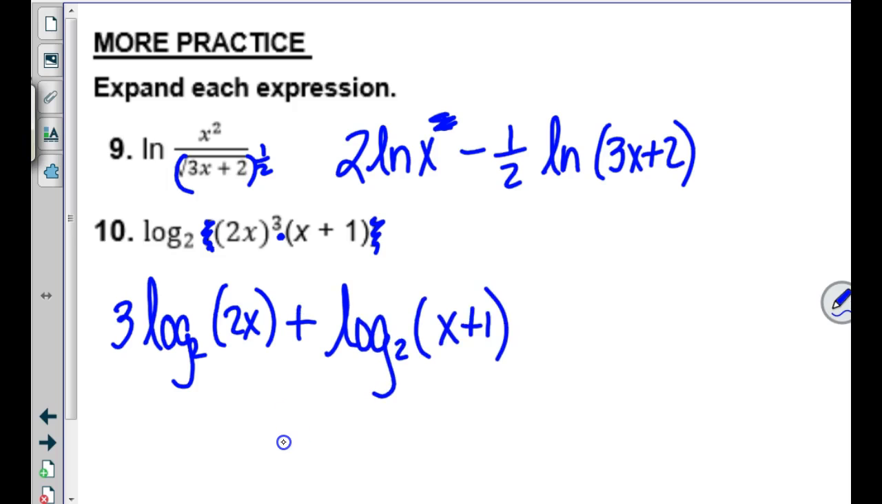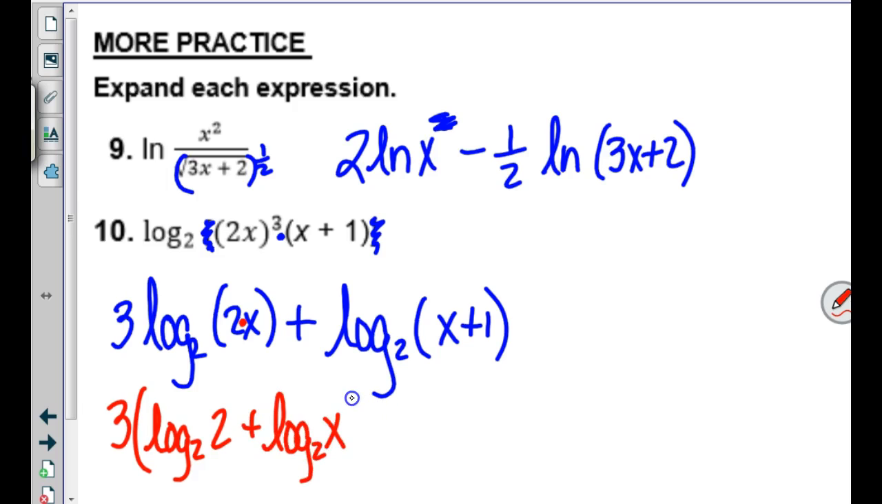Is that completely expanded, guys? Why not? Yeah, this can be expanded. We have two options here. We can either leave the 3 out there and write log base 2 of 2 plus log base 2 of x. We have about 5 options, honestly. Then plus log base 2 of x plus 1.